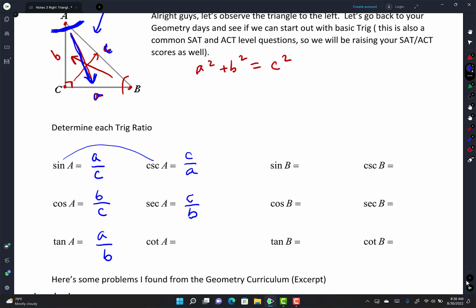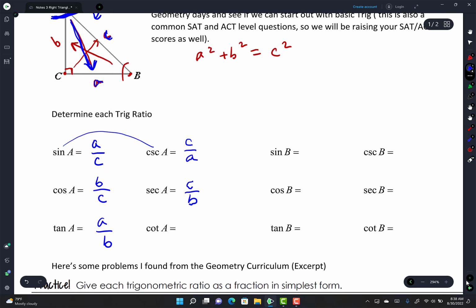And then cot. You don't pronounce it "cot." It's actually pronounced cotangent. Say it with me. Cotangent. Cotangent's a reciprocal of tangent. Everyone gets this one right. So B over A.